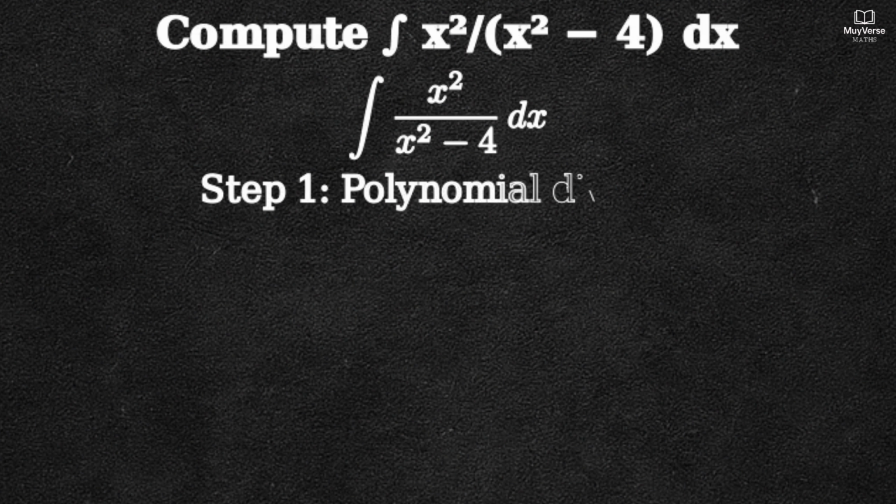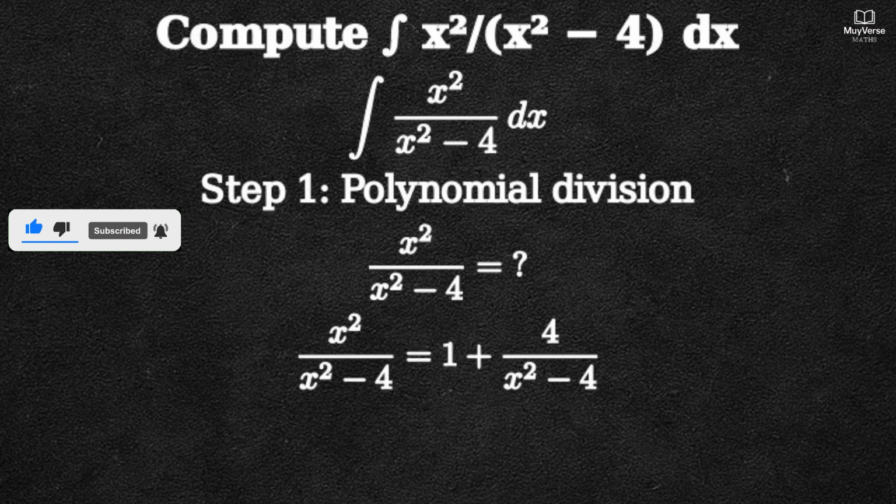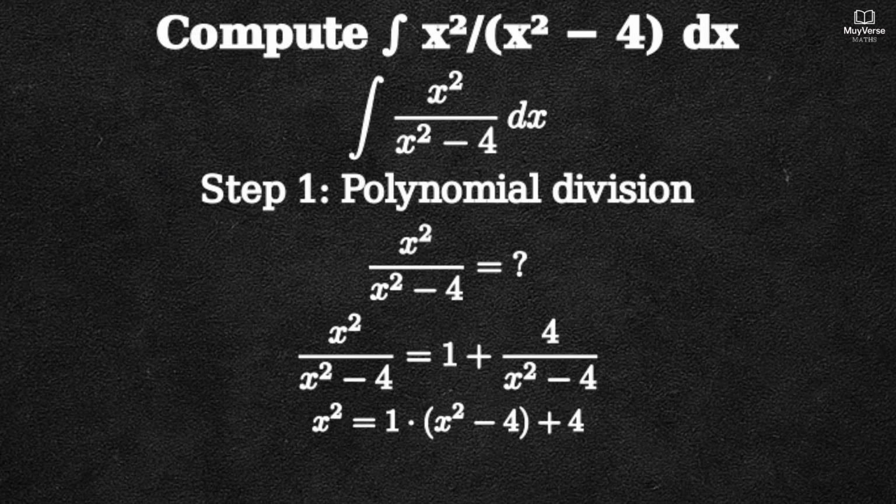Step 1. Polynomial division. Because the numerator and denominator have the same degree, we divide x squared by x squared minus 4. This gives 1 plus 4 over x squared minus 4. We can justify it by writing x squared equals 1 times the divisor plus 4.